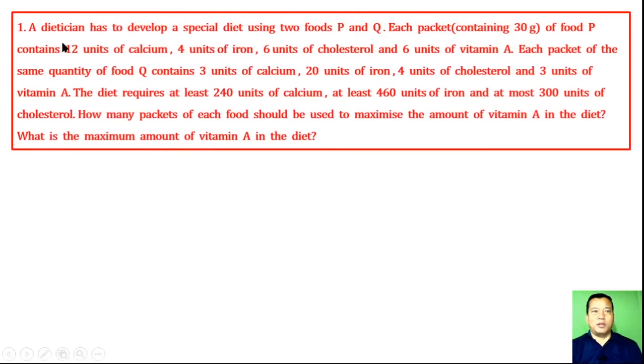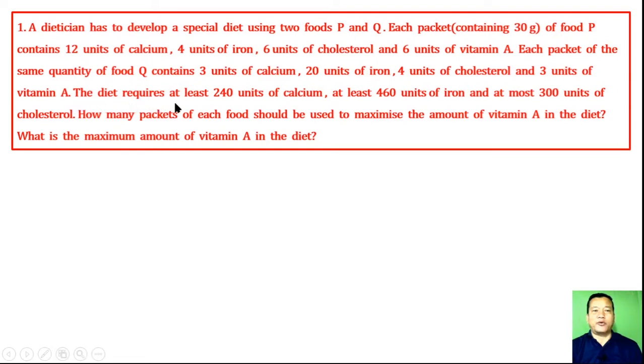Question number 1. A dietitian has to develop a specific diet using two foods P and Q. Each packet containing 30 grams of food P contains 12 units of calcium, 4 units of iron, 6 units of cholesterol, and 6 units of vitamin A. Each packet of the same quantity of food Q contains 3 units of calcium, 20 units of iron, 4 units of cholesterol, and 3 units of vitamin A.